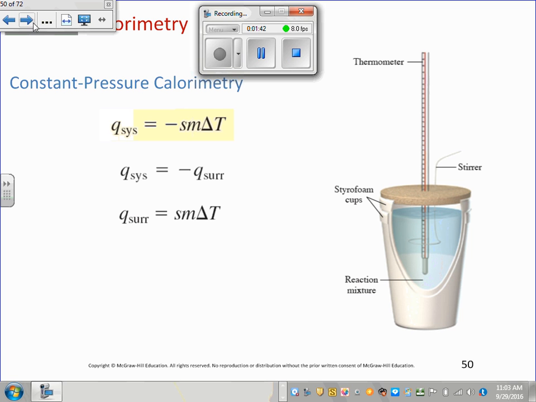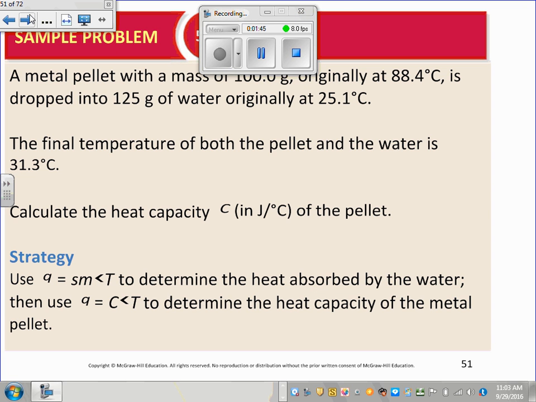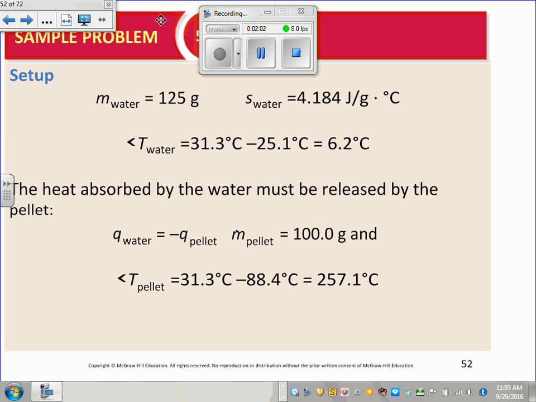Okay, let's go over here. So here we have a metal pellet with a mass of 100 grams. Usually I didn't bring a pen, so we're going to stop here for a minute.